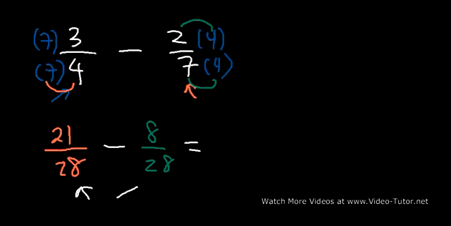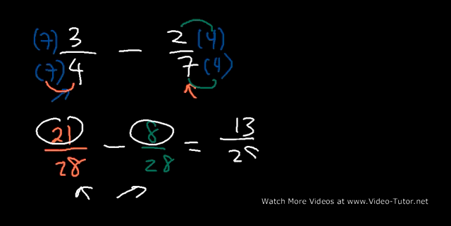Now once you have the same denominator, you can combine the numerators. In this case, subtract: 21 minus 8 is 13. So that's another technique in which you can get the same answer if you want to add or subtract two fractions.